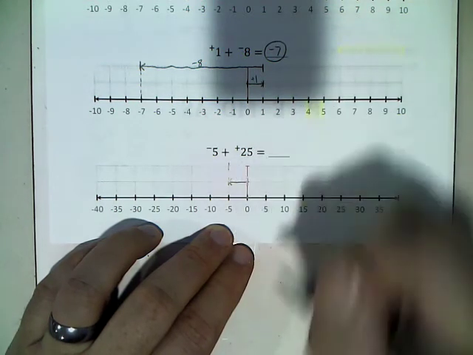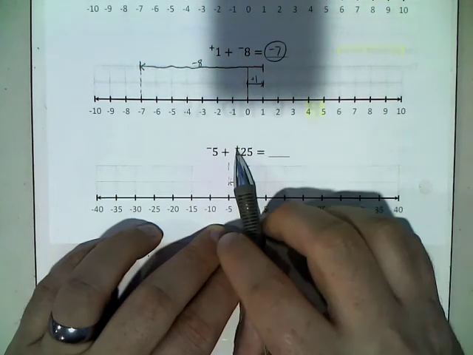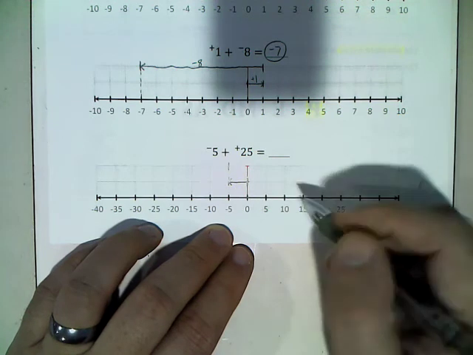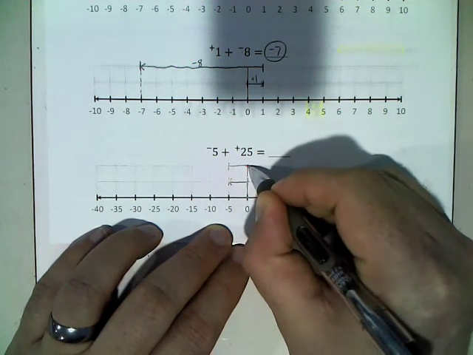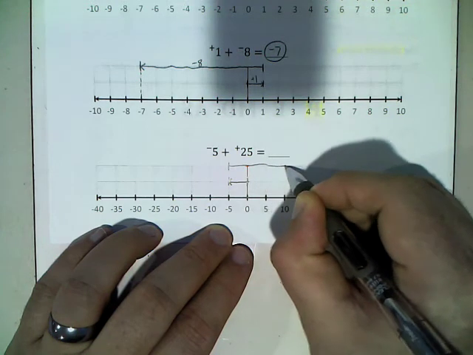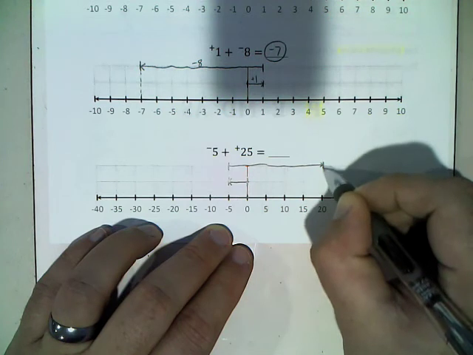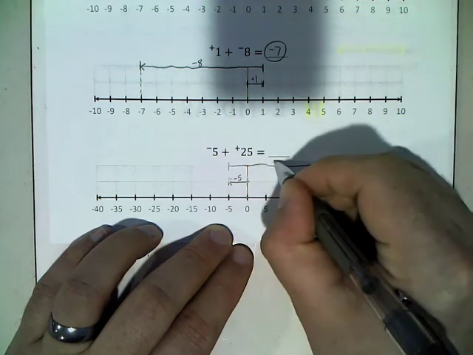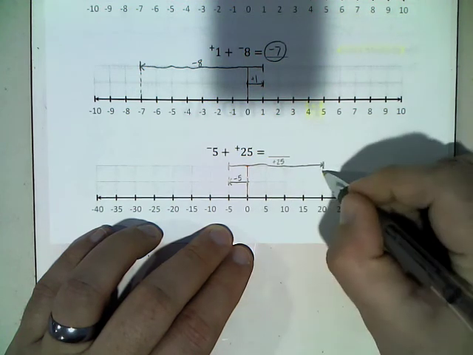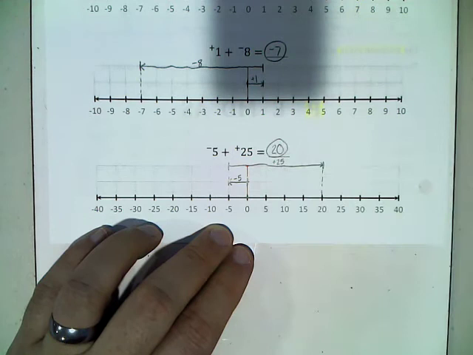So if I come up here, now I'm going to go 25 units, but to the right. Positive will be to the right. So remembering that each space here is 5, so this is 5, 10, 15, 20, 25. Oops, sorry, I forgot to label my -5 down there. This is my positive 25. Dash line down, answer is a positive 20.